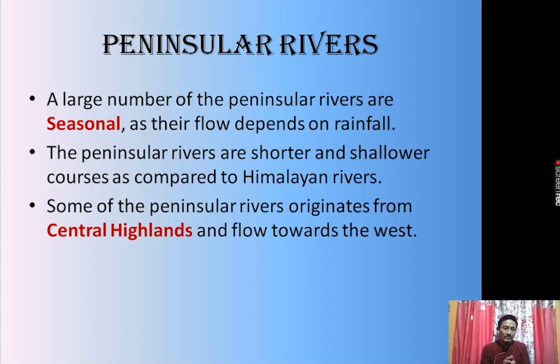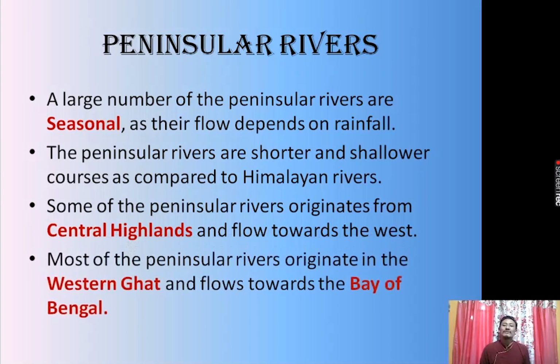We know that most of the Indian rivers get discharged in the Bay of Bengal, apart from Tapi and river Narmada. Most of the peninsular rivers originate in the Western Ghat and flow towards the Bay of Bengal. So that means from west to east. Only Tapi river and Narmada flow towards and get discharged in the west, that is, in the Arabian Sea.